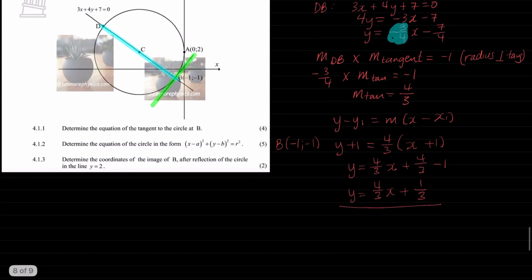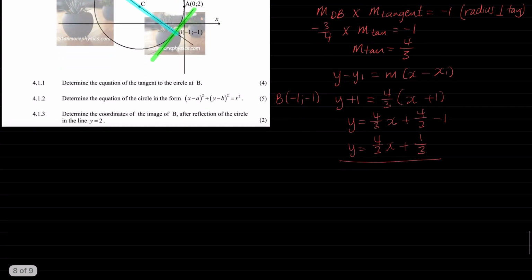Okay, now let's look at question 4.1.2. 4.1.2 reads, determine the equation of the circle in the form x minus a all squared plus y minus b all squared equals r squared.